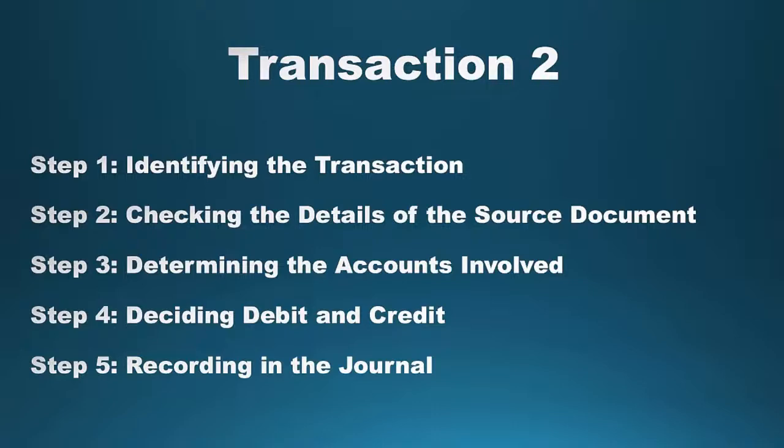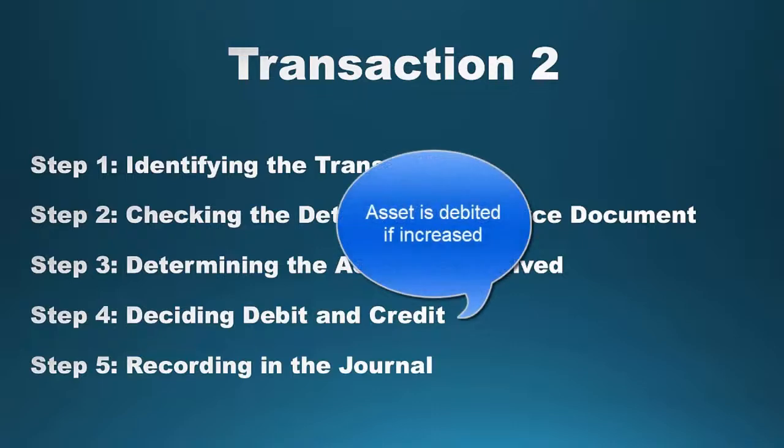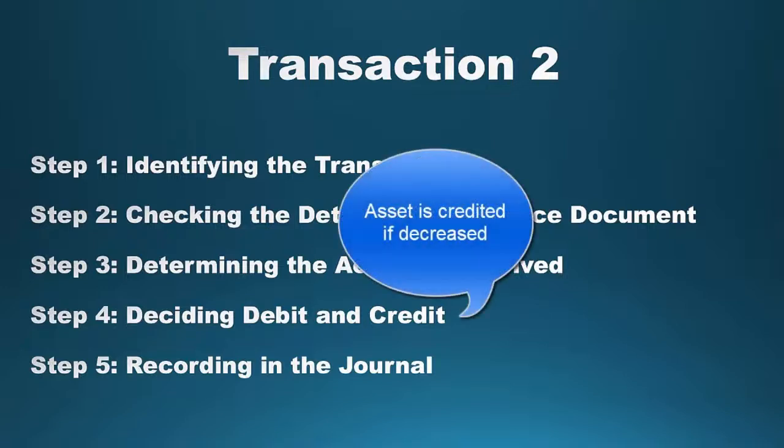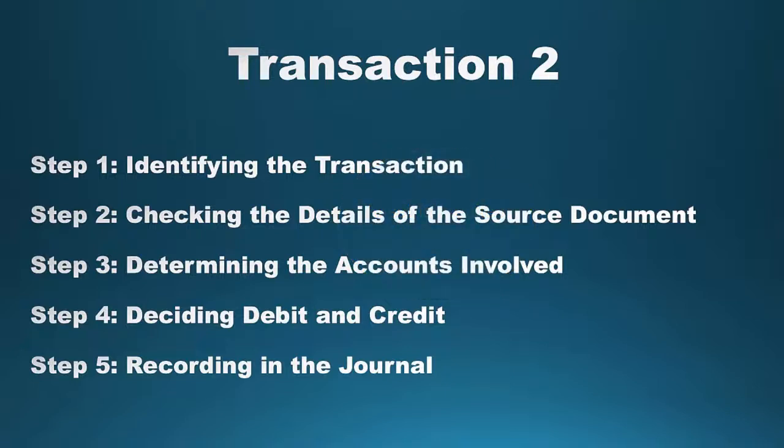Step 4. Deciding debit and credit. After identifying the accounts, we determine which account to debit and which to credit. The equipment account is debited because the asset flower cooler is increasing. An increase in an asset is always recorded as a debit. The bank account is credited because the business used cash to pay for the purchase. A decrease in an asset is always recorded as a credit. So, we'll debit the equipment account and credit the bank account for $5,000.